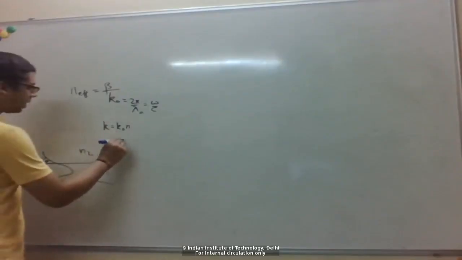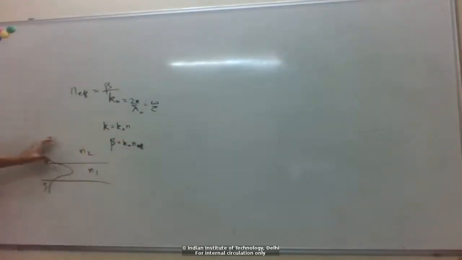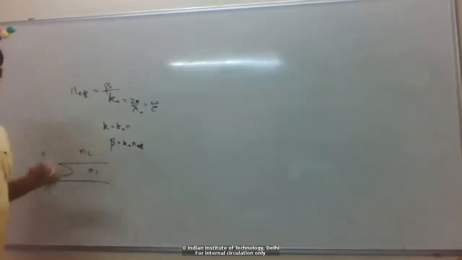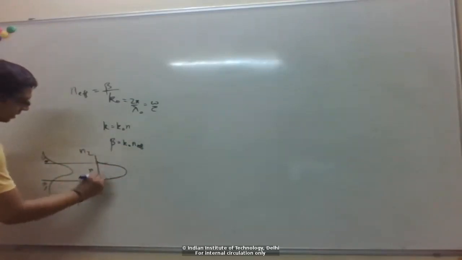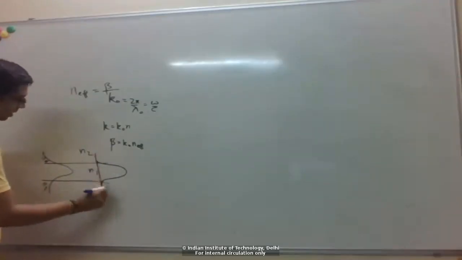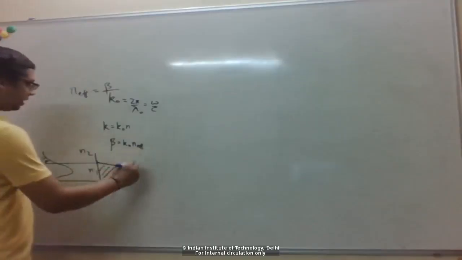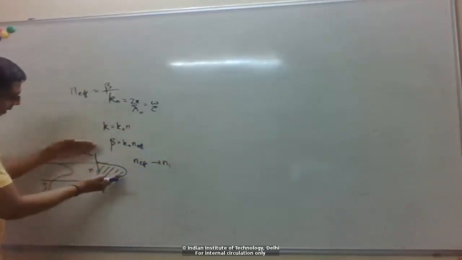So this beta is now k naught n effective, which depends on how much of the cladding and the core the mode sees relative to each other. If the mode is very well confined, which means most of the power is in the core, which happens for lower order modes, as we saw, then this n effective will be closer to n1, the core, because it's seeing most of the core.